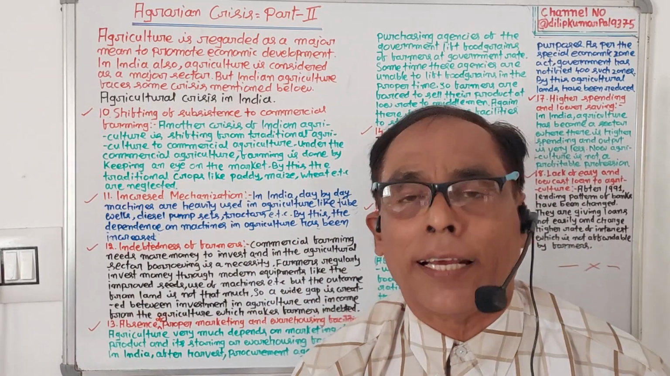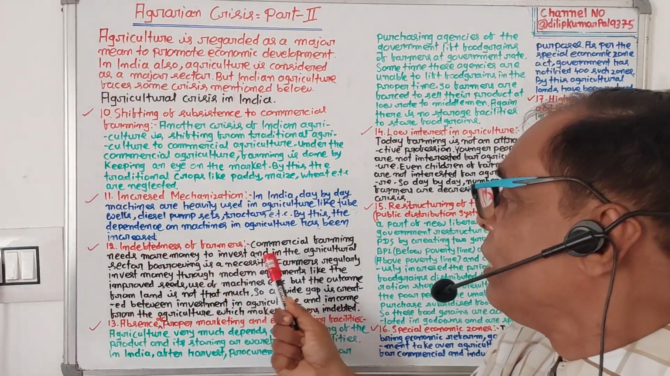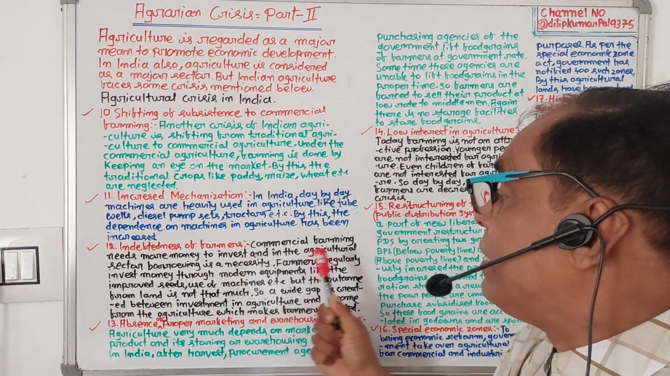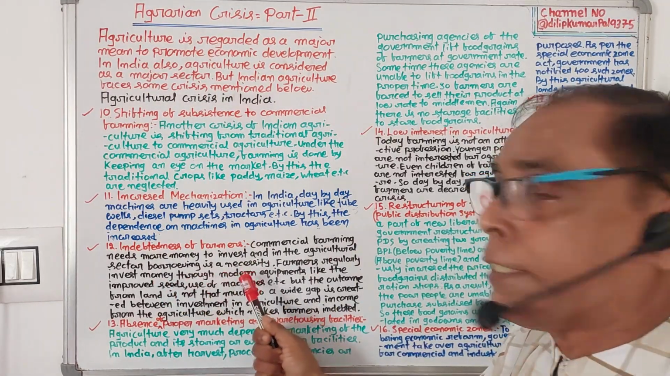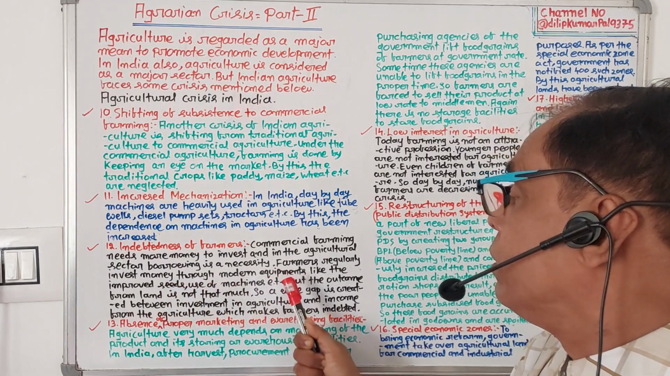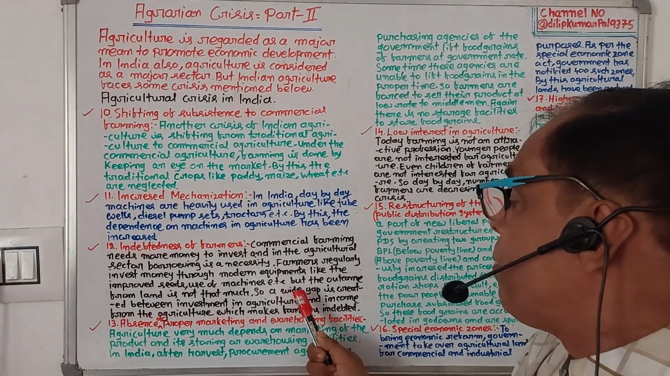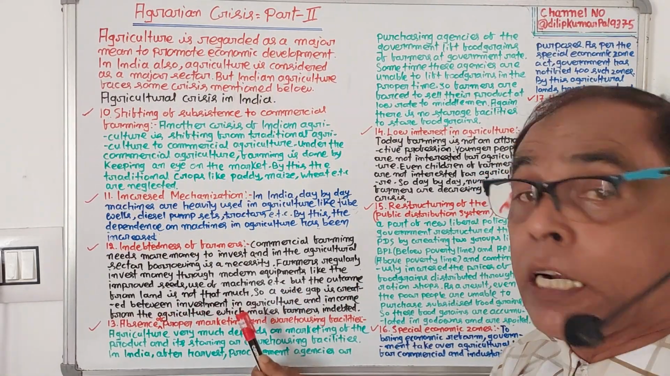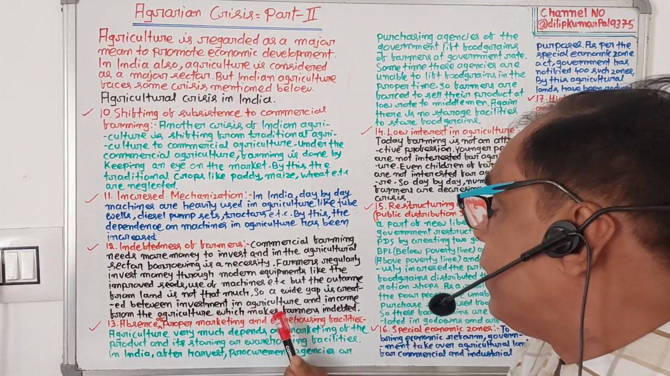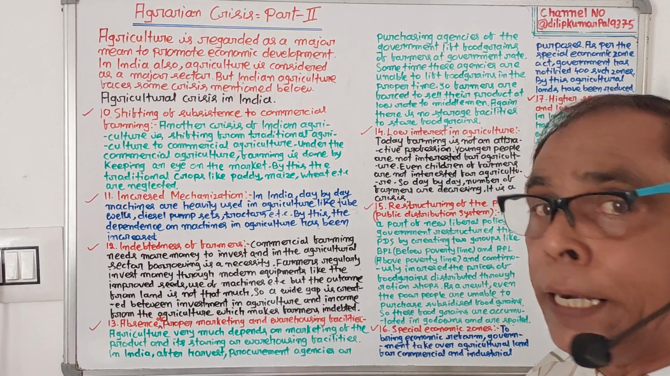It is another crisis. Number 3, indebtedness of farmers. Commercial farming needs more money to invest, and in the agriculture sector, borrowing is a necessity. Farmers regularly invest money through modern equipment like improved seeds, use of machines, etc. But the outcome from land is not that much. So a wide gap is created between investment in agriculture and income from agriculture, which makes the farmer indebted.